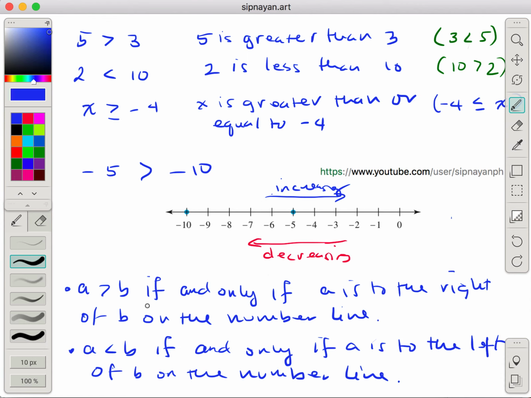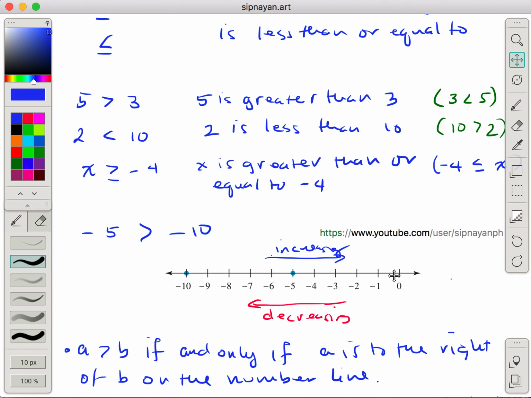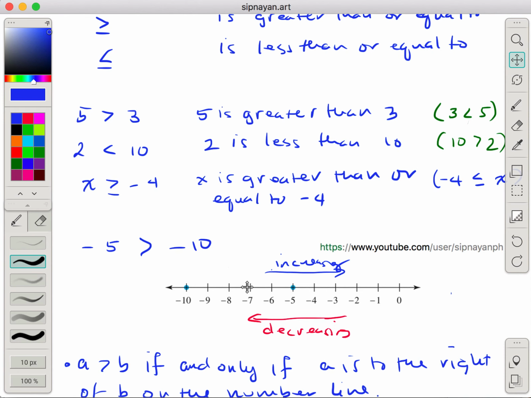Yung if and only if, ayoko nyo nang i-explain yan. But pag-aaralan yan pagdating nyo sa higher math. It has a mathematical meaning. It has a different meaning from if. Kasi meron tayong if at meron tayong if and only if. But I think this is not the right video for it. Siguro pag-aaralan natin yan later on. As of now, tandaan nyo that if nasa kanan siya ay mas malaki at pag nasa kaliwa ay mas maliit.